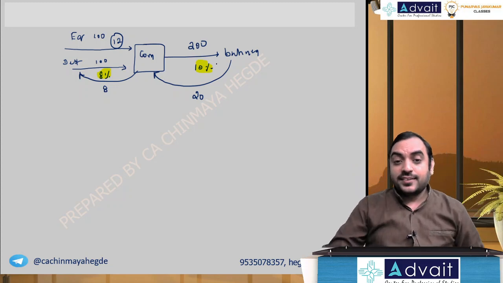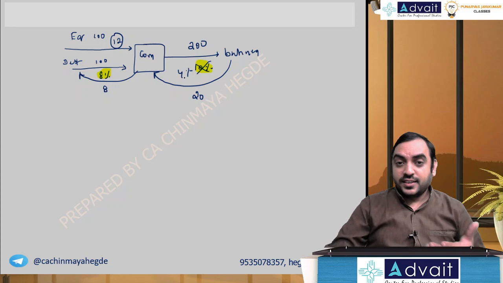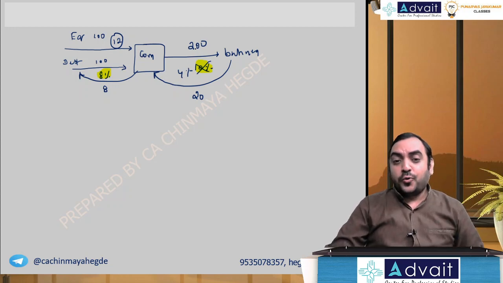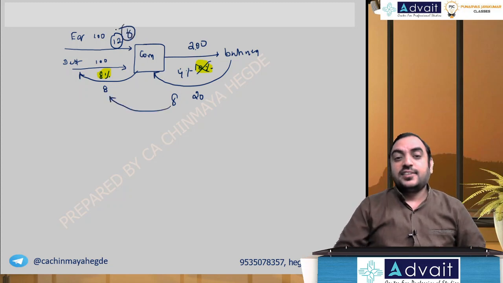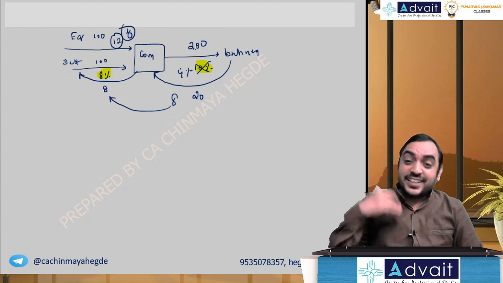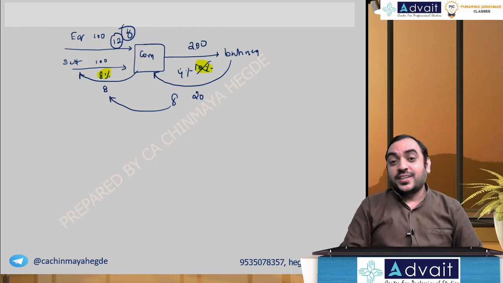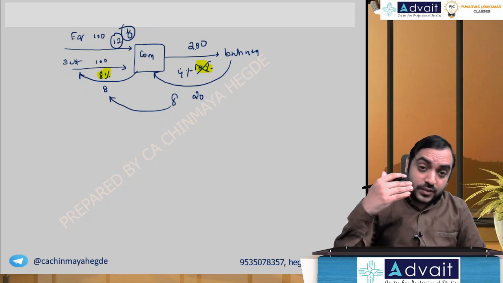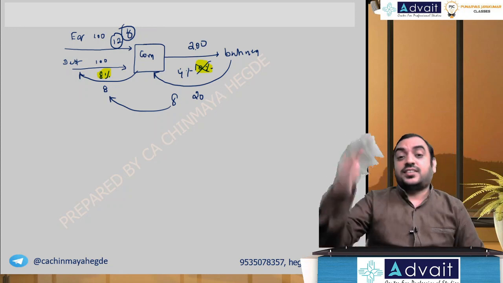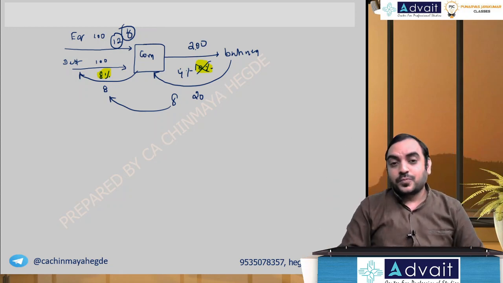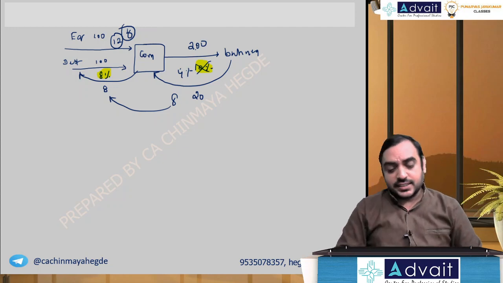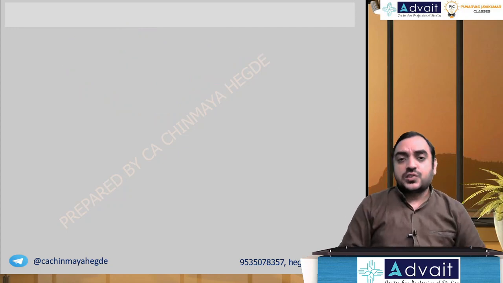But if this 10% becomes, let's say, 4%, then what will happen? 200 into 4% means you will generate 8 rupees and you will pay 8 rupees. Nothing will be available to you now. This is the disadvantage of taking loan. This is the default. This is the risk of taking debt. It has return, it has risk. It has both the aspects.